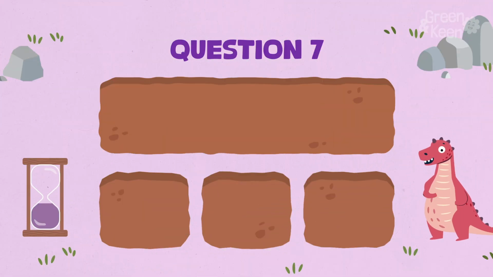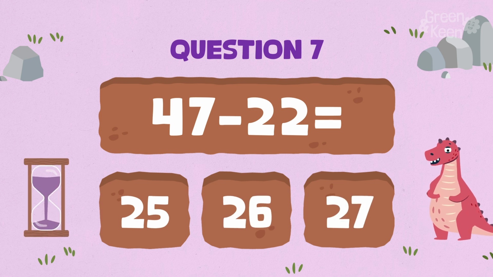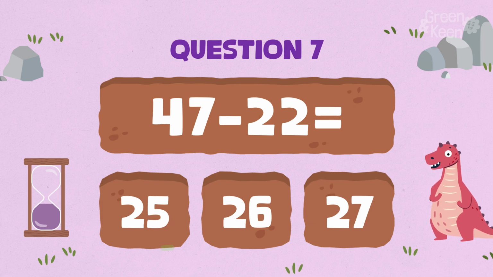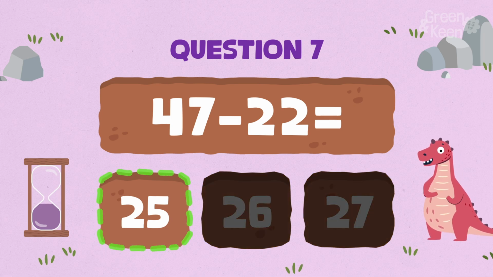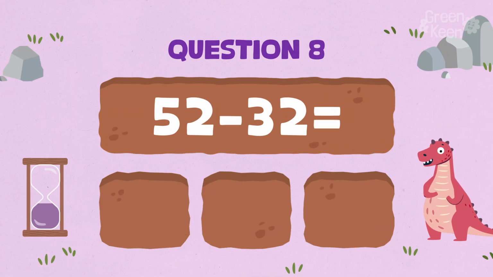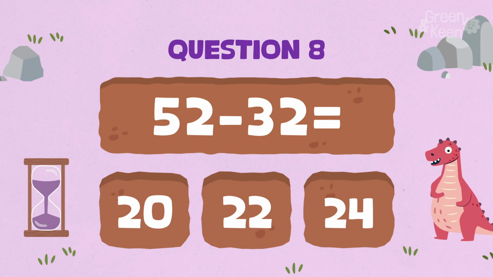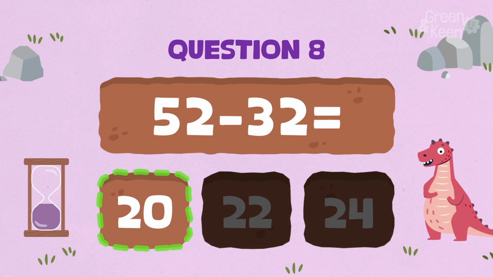Question number 7. 47 minus 22 equals... The answer is 25. Question number 8. 52 minus 32 equals... The answer is 20.